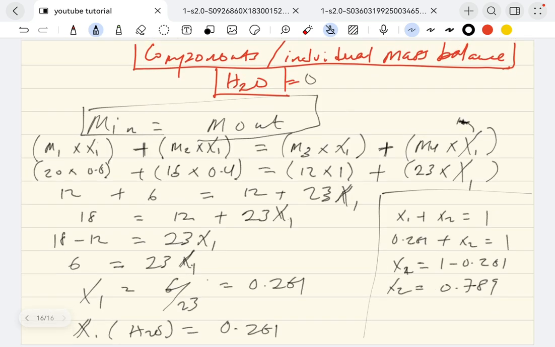So this is how we calculate the individual or the component mass balance of our individual component, by the application of mass balance.